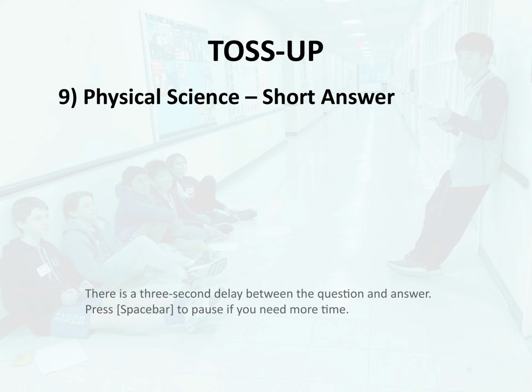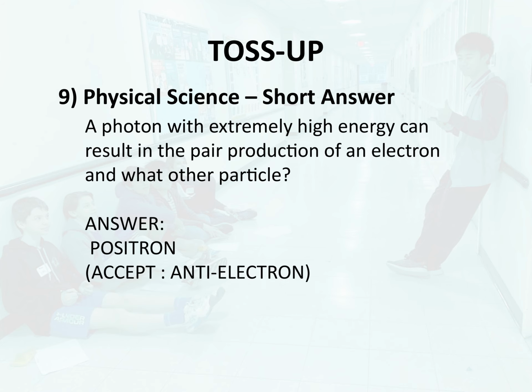Toss-up 9. Physical science, short answer. A photon with extremely high energy can result in the pair production of an electron and what other particle? Answer. Positron.